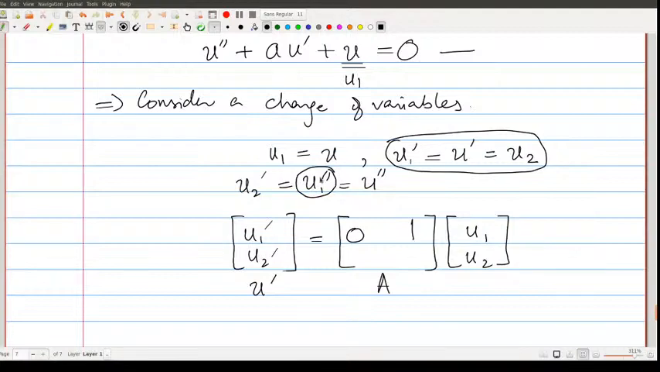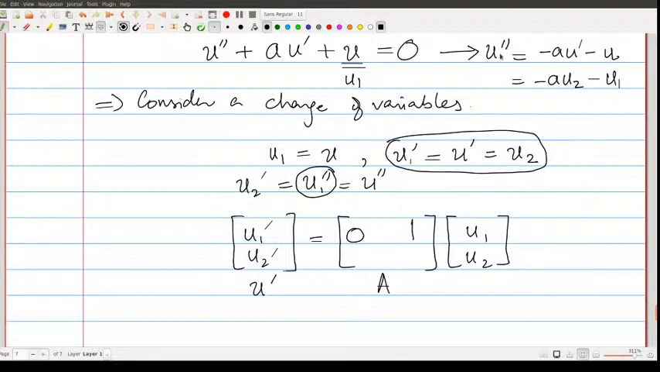What about this variable? How do I get an equation for this variable? Well, that's where your original differential equation comes into the picture. The original differential equation tells me, if I rewrite this, that u double prime is negative of au prime and negative of u. And u prime we've already labeled as u2, so I can write this as negative u2, and u I have labeled as u1, so this is u1.